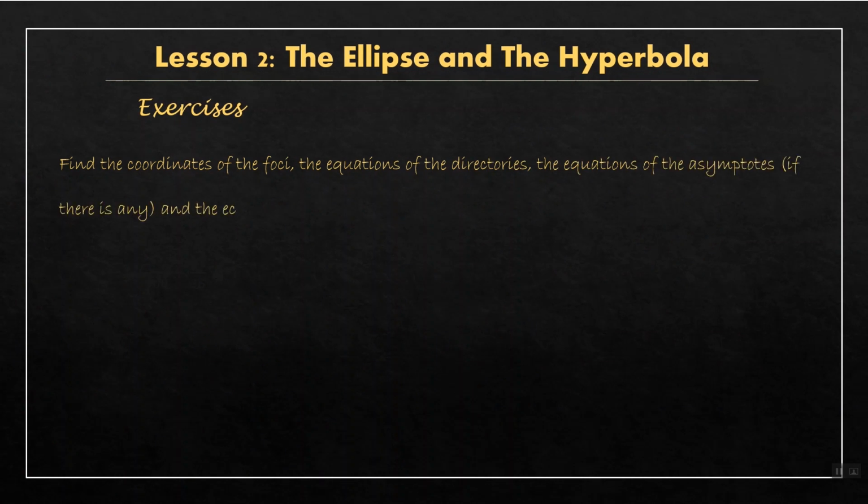This is now a new type of question. It says find the coordinates of the foci and the equations of the directrices and the equations of the asymptotes, if there is any, and the eccentricity of the following conics. Look at this, guys. Here we have lots of things to find. They want us to find the coordinates of the foci, so it's C. They want us to find the equations of the directrices. The directrices are a squared over c. It's going to be either x or y equals plus minus a squared over c. You can check from the table.